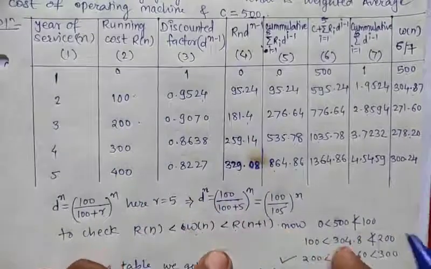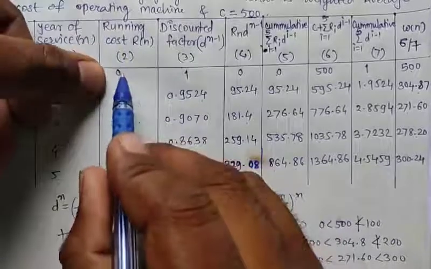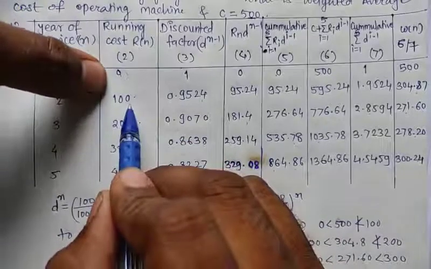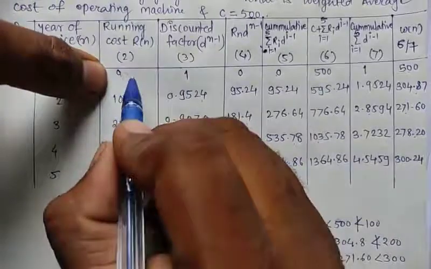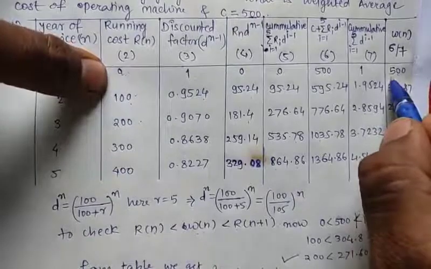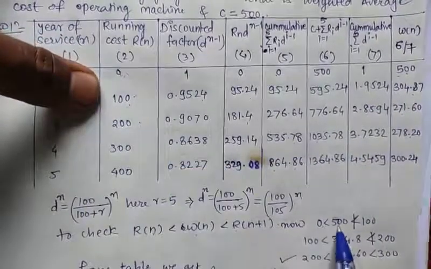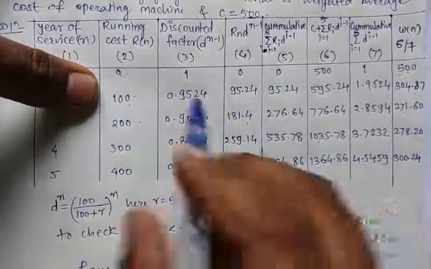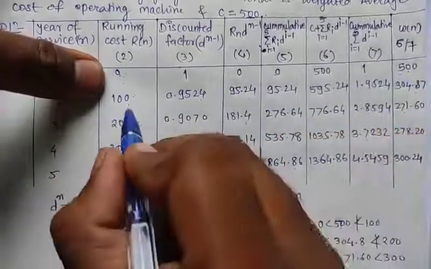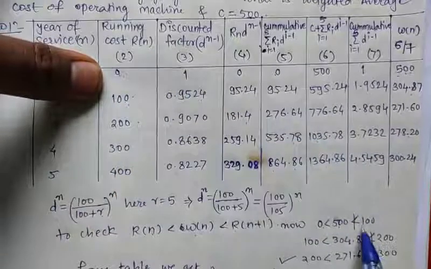Okay. Now let's check first. This is value of R of n, and this is value of R of n plus 1. Now 0 is less than 500, but 500 is not less than 100, because here this is R of n, this is omega n, and this is R of n plus 1. So this condition is not satisfied here.